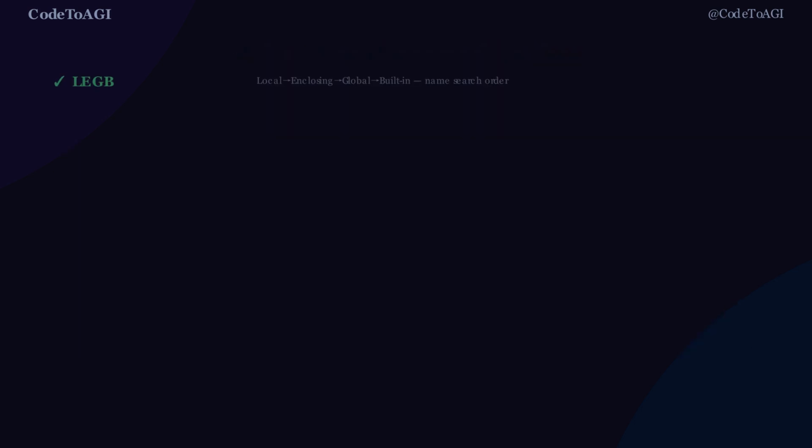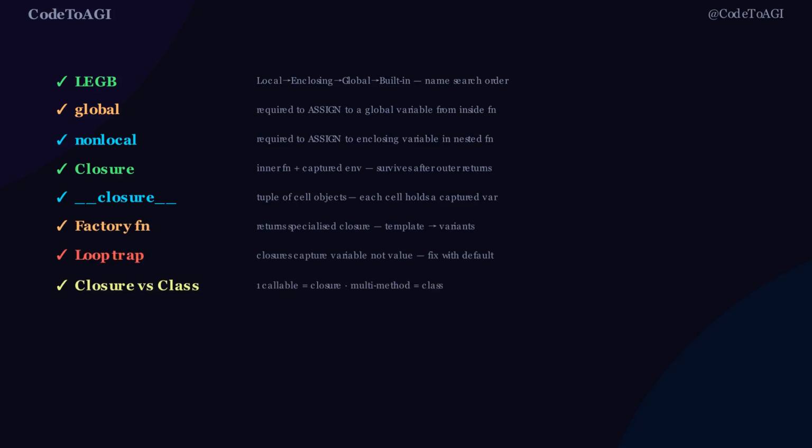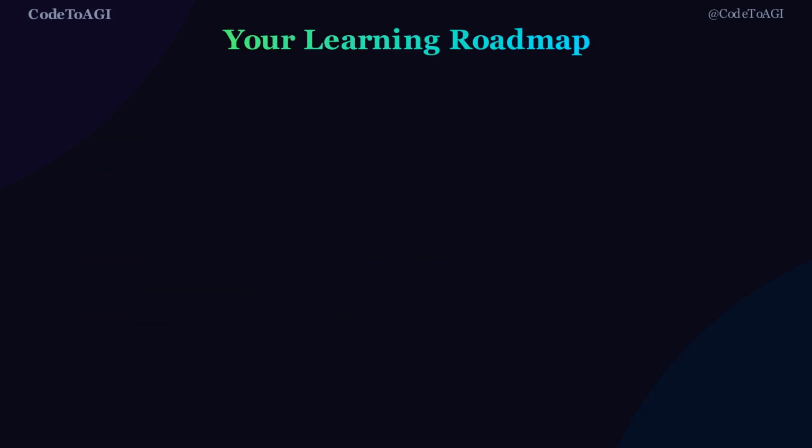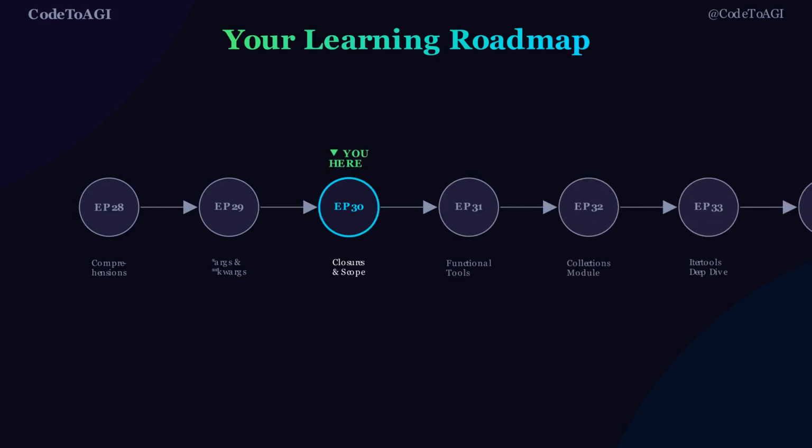Let's recap what you learned today. LEGB: local, enclosing, global, built-in, the fixed search order for every name. The global keyword, required to assign to a global variable from inside a function. The nonlocal keyword, required to assign to an enclosing variable from a nested function. A closure is an inner function that captures variables from its enclosing scope even after that scope has returned. Python stores captured variables in cell objects accessible via __closure__. Factory functions use closures to generate specialized callables at runtime.